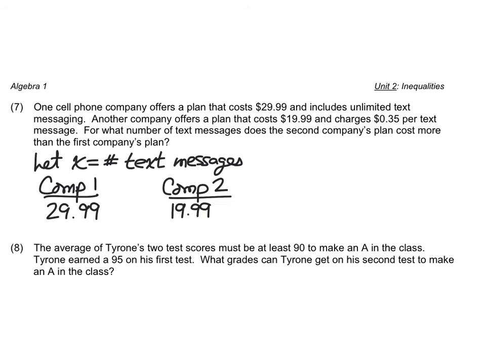And this is what people had to go through, because they had to decide, am I a texter or am I a talker on the phone? And then they realized, oh, I text more than I thought I did. And before they knew it, they were paying $150 for their phone plan when they could have been paying $30 and just paid the $10 more. All right, for what number of text messages does the second company cost more than the first company?